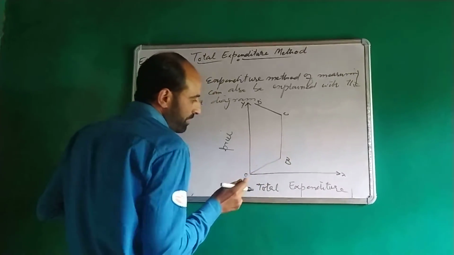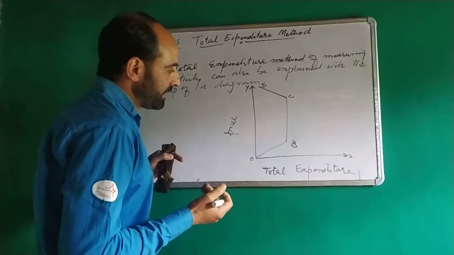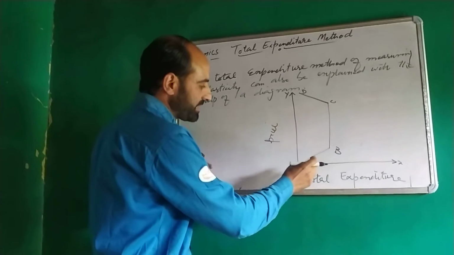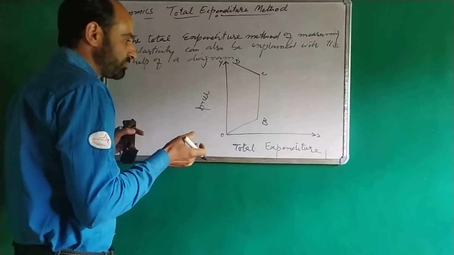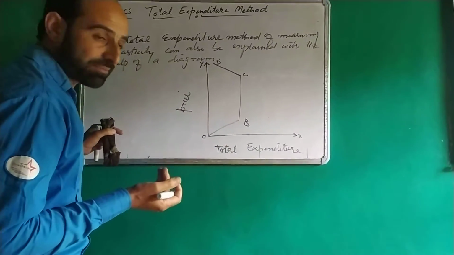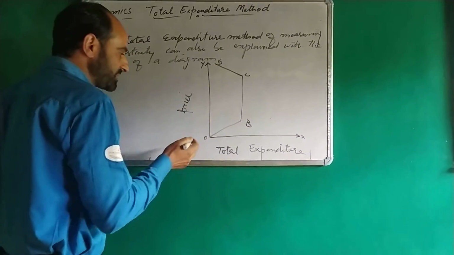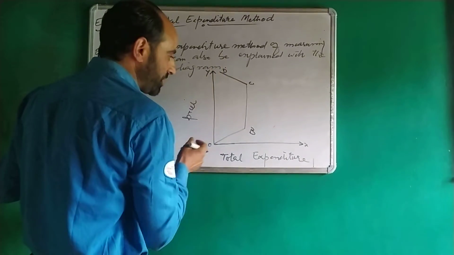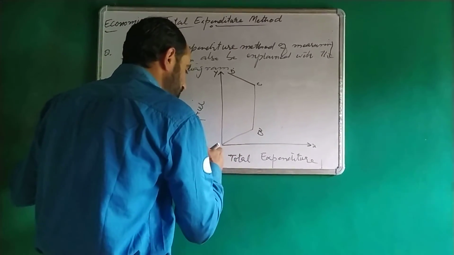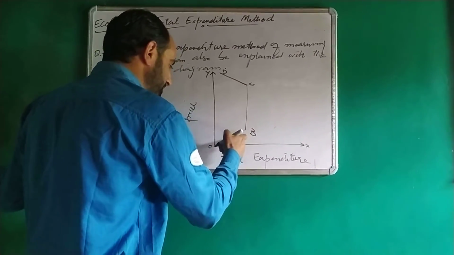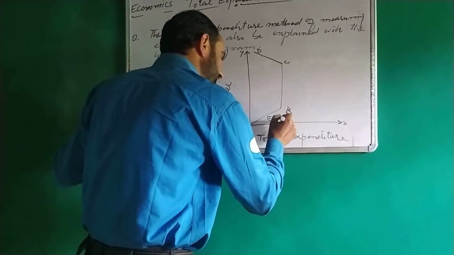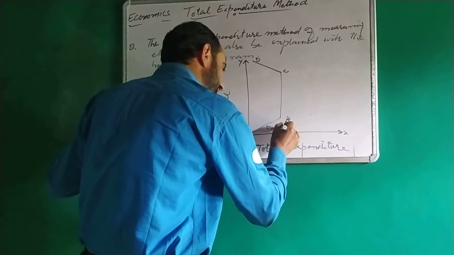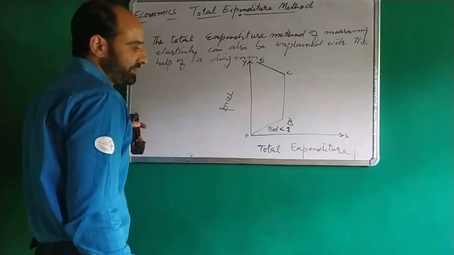From O to B, total expenditure and price move in the same direction. You can see in the table, when total expenditure and price move in the same direction, elasticity of demand is less than 1, or less than unity.